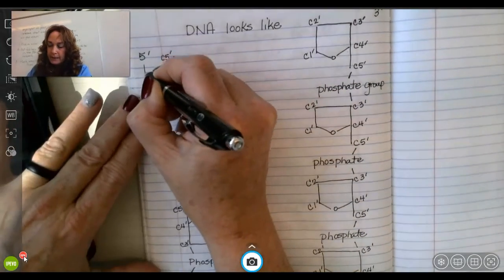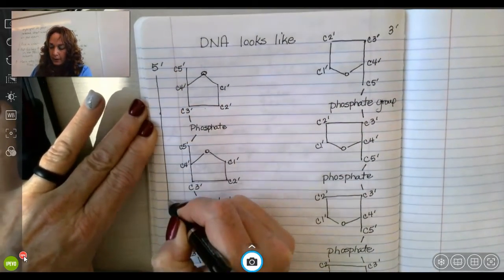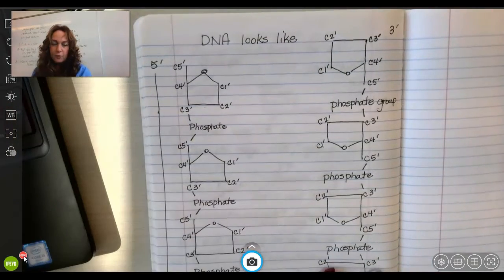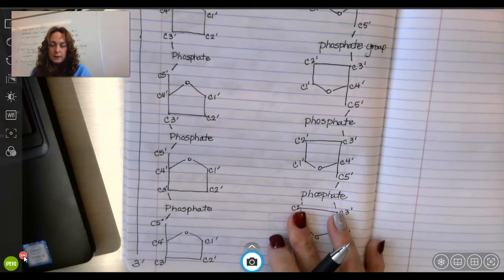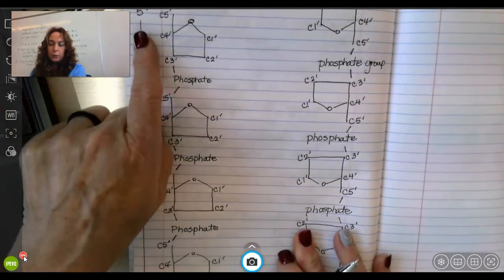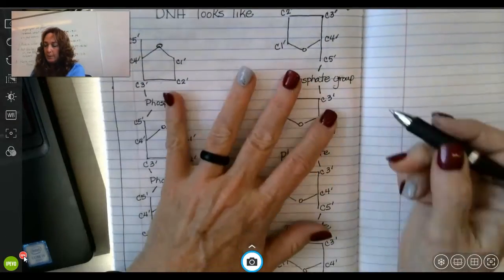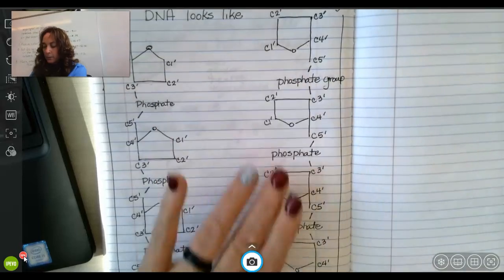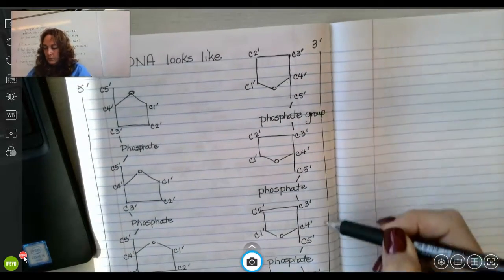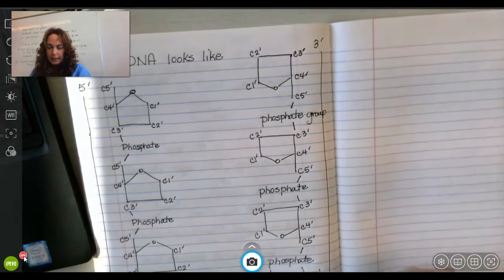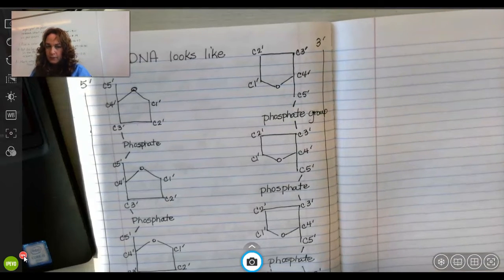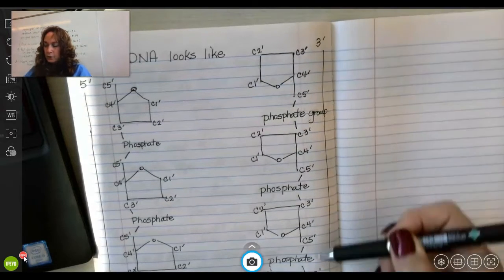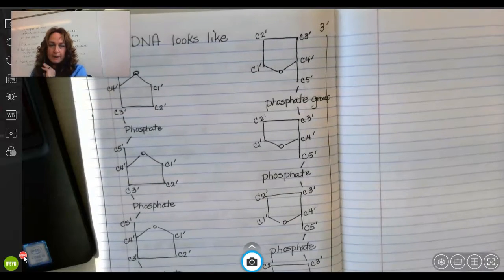So this is the way that we think about information flowing: we have to think about whether we're at the 3' or the 5' end. So I'm just going to make a line here to make the point that this is all the DNA strand on this side of the double helix, and the information is 3' and 5'.